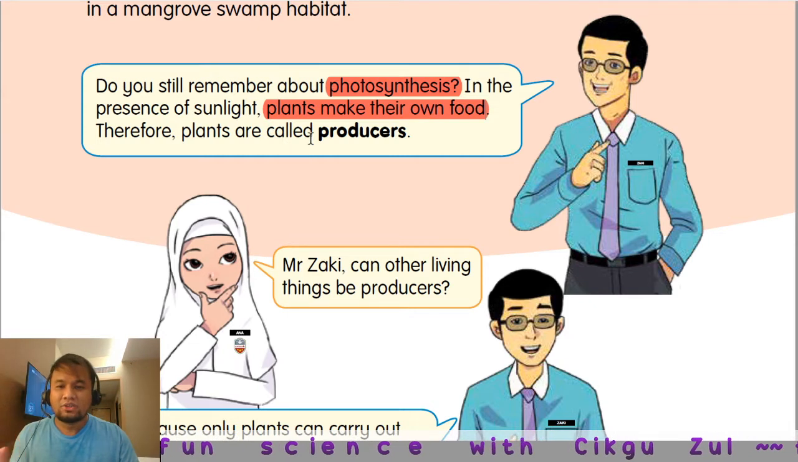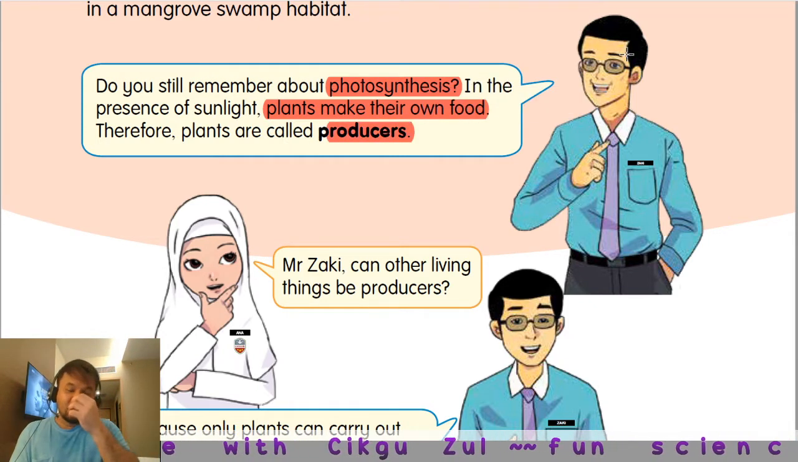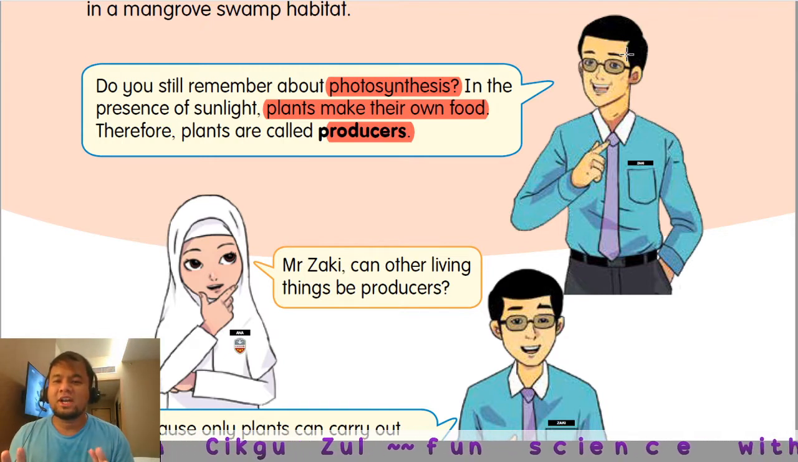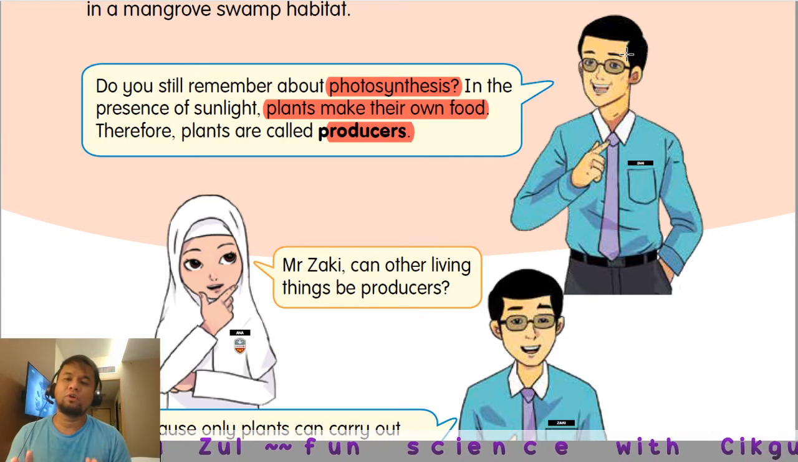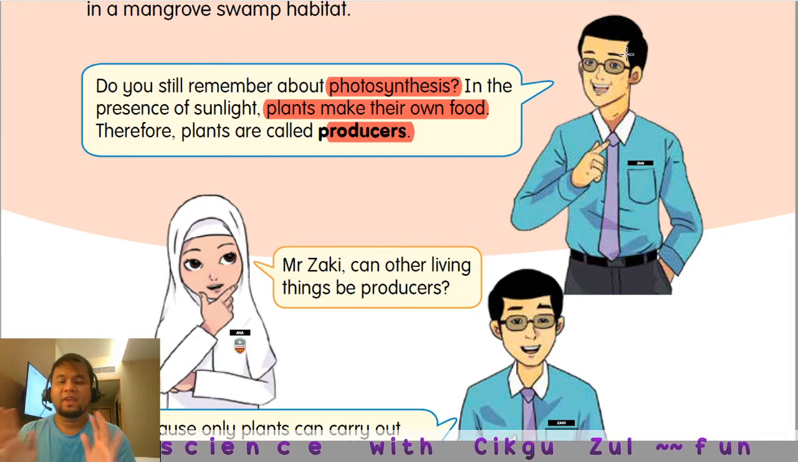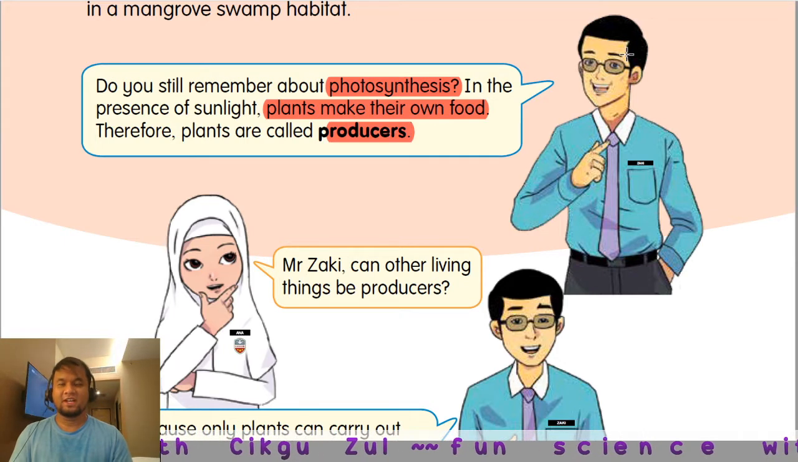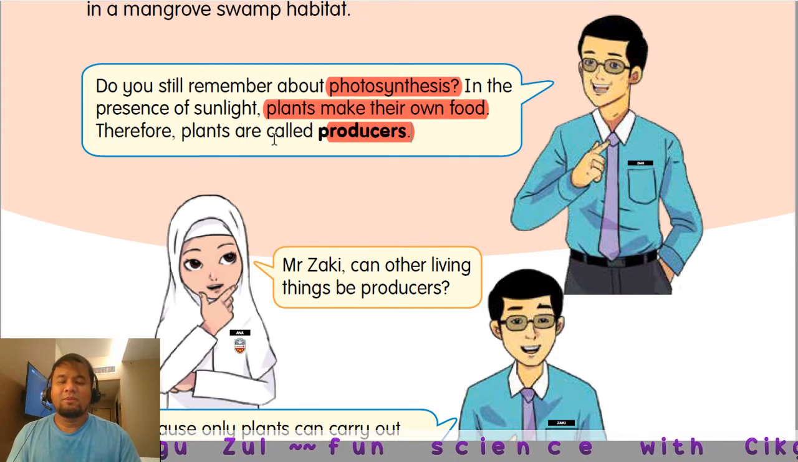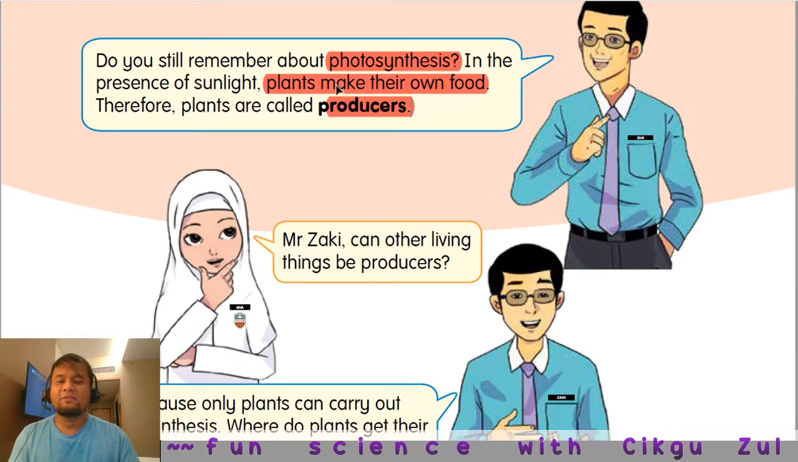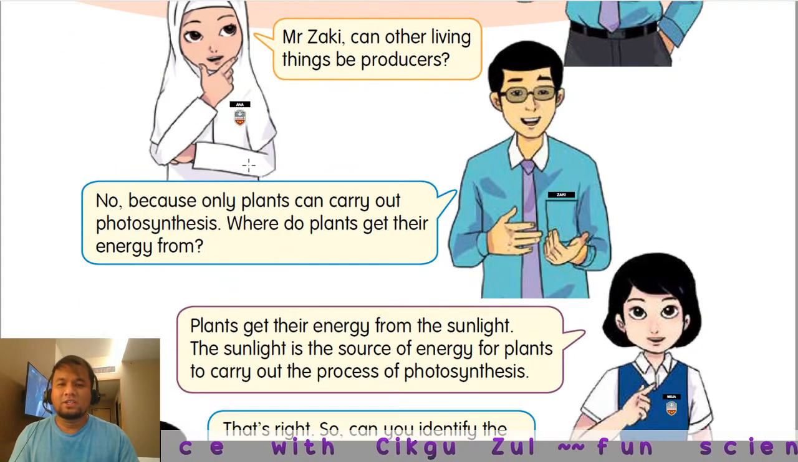The plant is called the producers. Pengeluar. Hanya tumbuhan sahaja. Only plant can be called and classified as producers. Animals and human, we cannot be producers. Okay, so why? Because they have this process, photosynthesis.